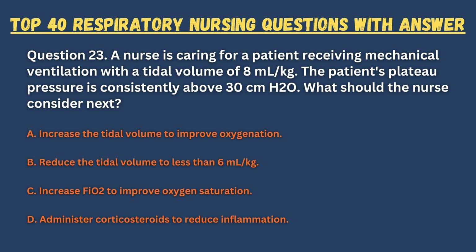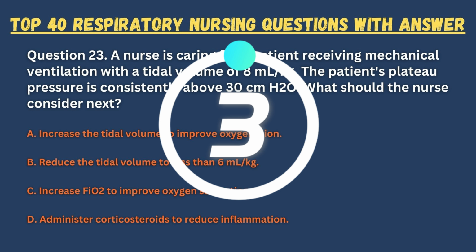Question 23. A nurse is caring for a patient receiving mechanical ventilation with a tidal volume of 8 milliliters per kg. The patient's plateau pressure is consistently above 30 centimeters H2O. What should the nurse consider next? A. Increase the tidal volume to improve oxygenation. B. Reduce the tidal volume to less than 6 milliliters per kg. C. Increase VO2 to improve oxygen saturation. D. Administer corticosteroids to reduce inflammation.